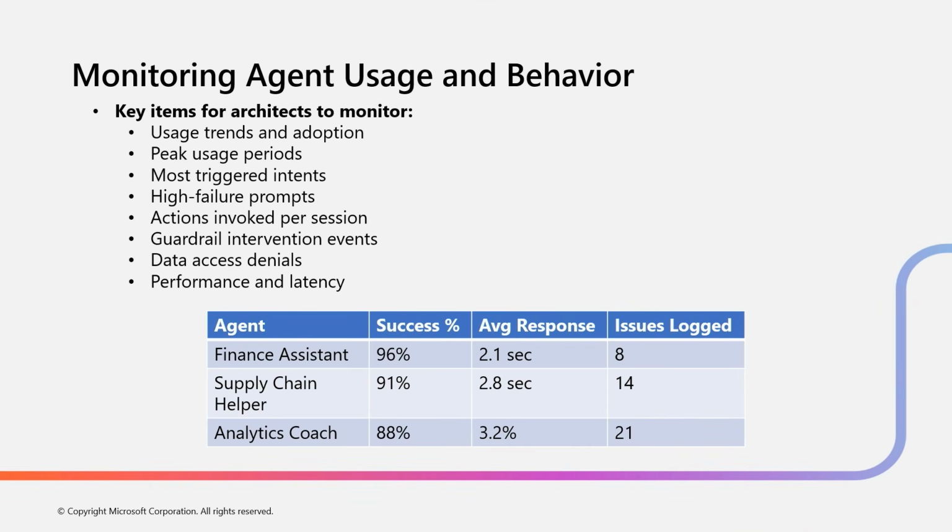The health summary table here tells a clear story. Finance assistant is doing well, but analytics coach needs a bit of attention. The best practice is to set up automated weekly reports on these metrics so nothing slips through the cracks.